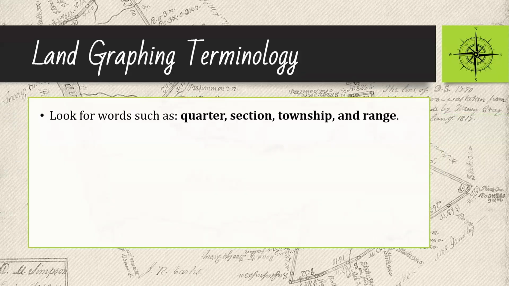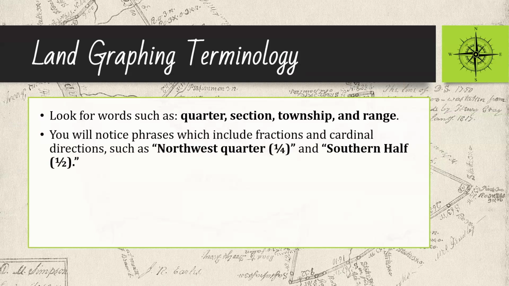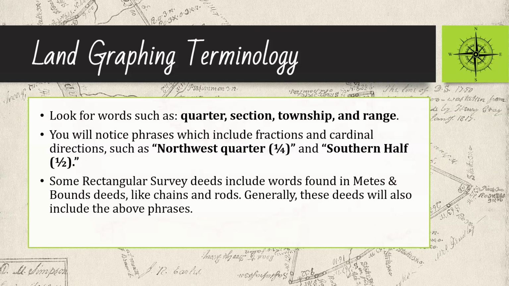This one, we're looking for words like quarter, section, township, and range. These ones, you do want to see the fractions. So if you see anything like northwest quarter, southern half, then you know that you're in the land graphing realm. You're not seeing metes and bounds terms. Some of these are going to have some, and again, here I am, right?